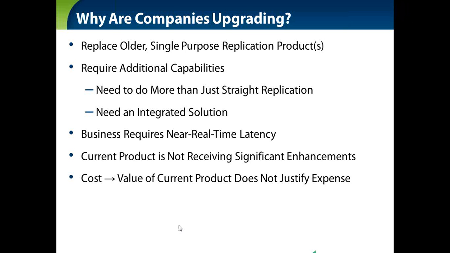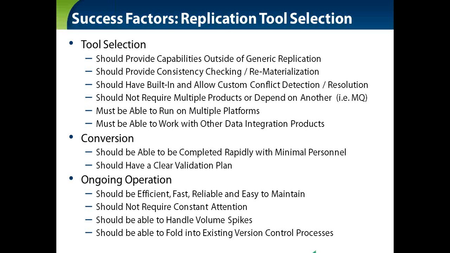As far as success factors in tool selection, the tool you select for your upgrade, or if you don't have a replication product, something to consider for your solution, would be to provide capabilities outside of straight replication. The traditional approach is that the source and the targets match fairly close, if not identical, and that's all it does. It has to have a way to do consistency checking and rematerialization without purchasing additional software. There's a vendor out there that runs primarily on distributed. They have a consistency checker, but they charge for it, and it's not cheap.